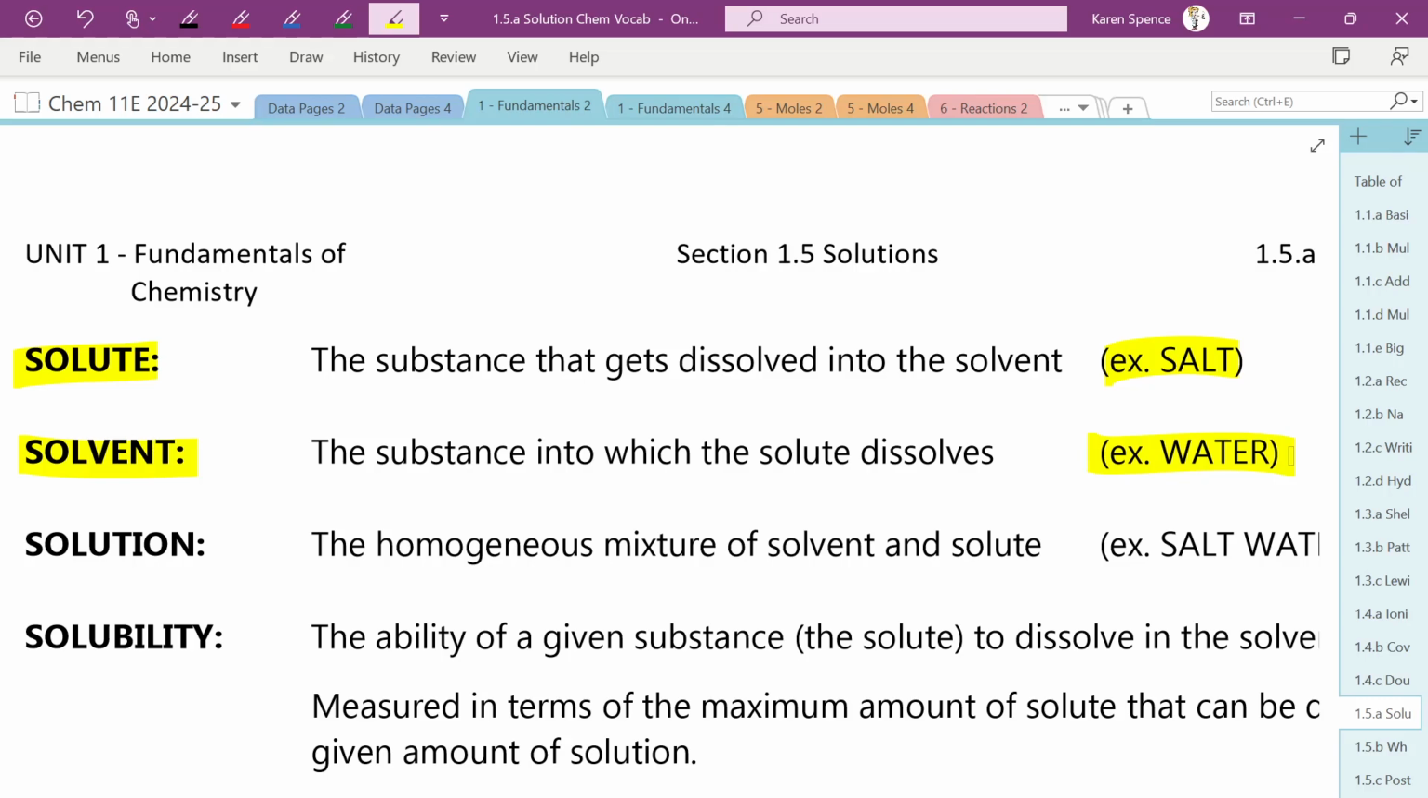Over the summer, did you learn the word homogeneous? Yes. What does it mean if we have a homogeneous mixture? Tell your partner, what is a homogeneous mixture?